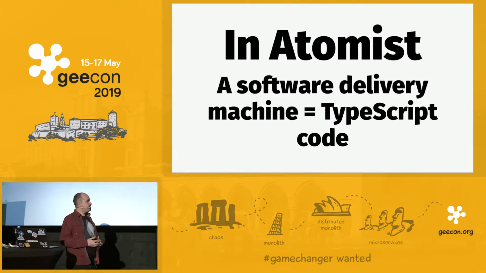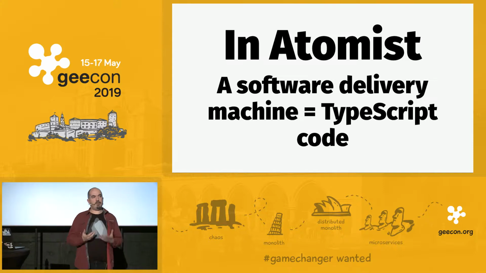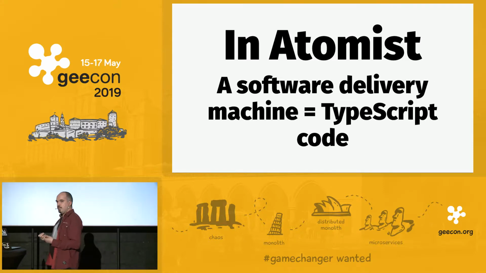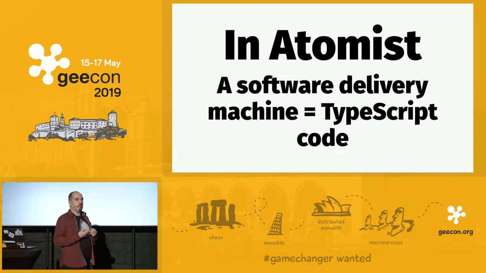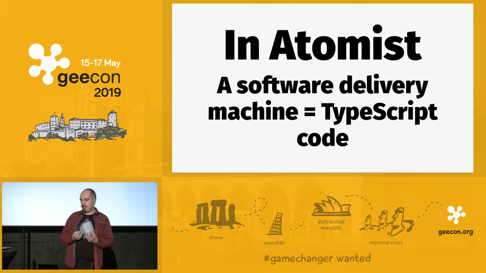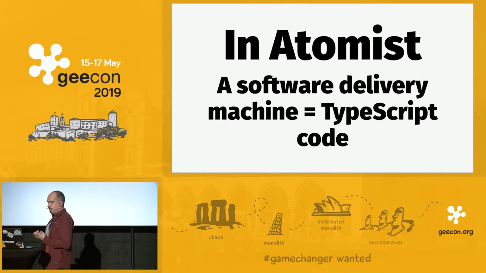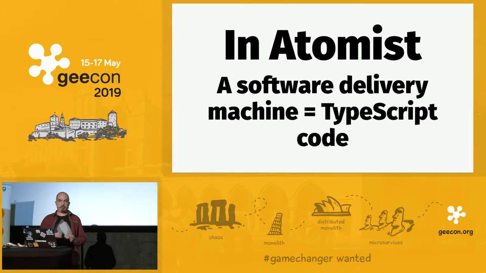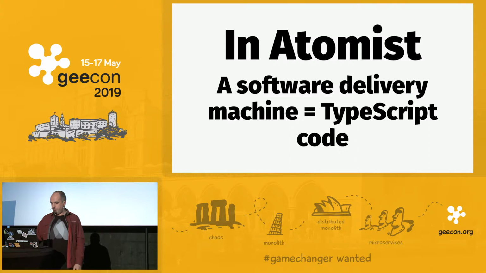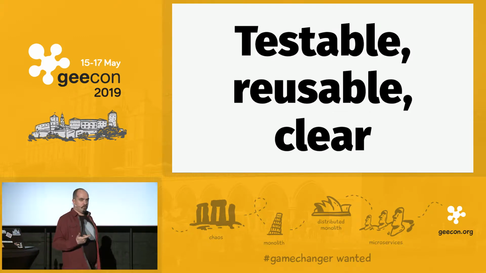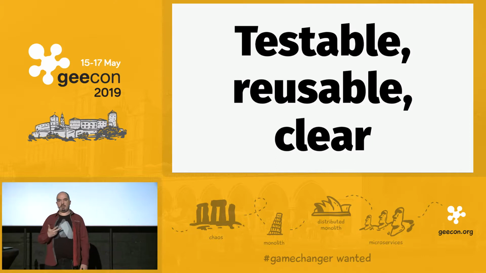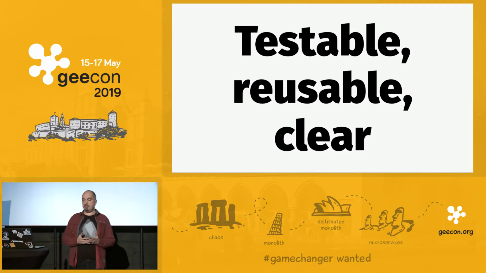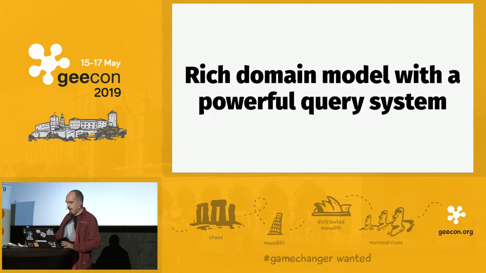So for us, in Atomist, the software delivery machine, the piece of code that's actually going to deliver your software and will contain all the logic that your development process has, is TypeScript code. It's testable, it's reusable, and it's clear. You can actually go through the code and see what the entire process is doing. And it's powered by a rich domain model.